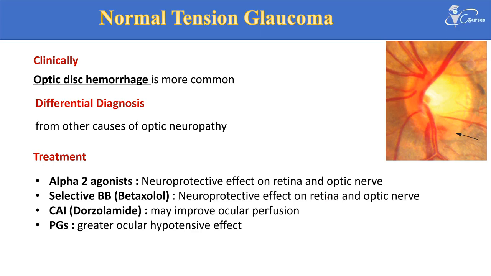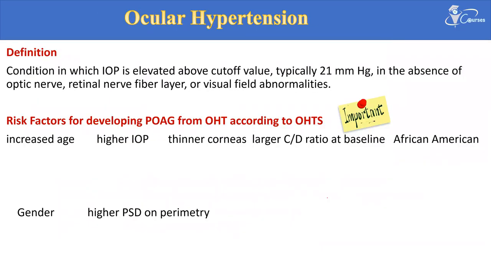The third disease in the spectrum is called ocular hypertension. So I guess that you now know what ocular hypertension is. It is when the intraocular pressure is elevated, just that, nothing else. So no optic disc damage, no retinal nerve fiber layer damage, no visual field changes, nothing, just high intraocular pressure.